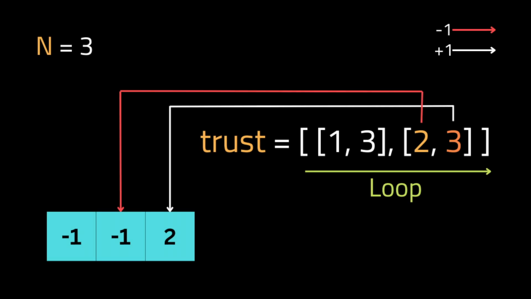Then we move to the next pair of integers. The first integer is 2, so we put minus 1 inside the array at a new index because it's a new person. And the second person is the same person whom people trust, so we increase his value inside the array by 1.